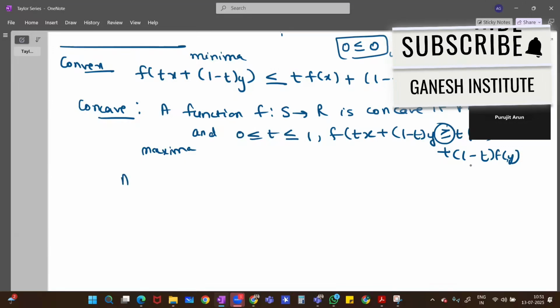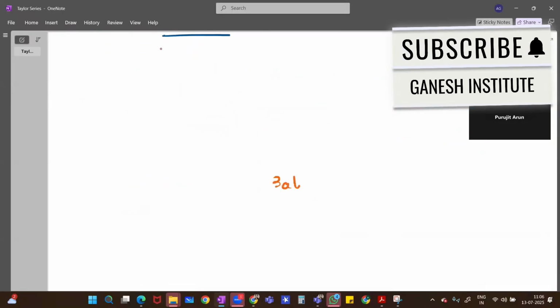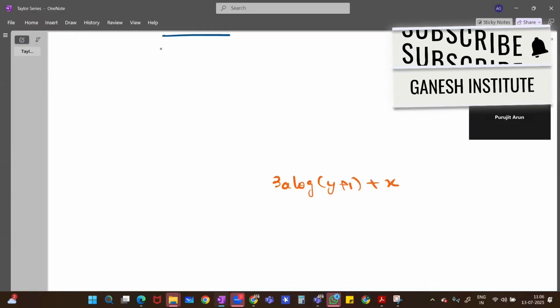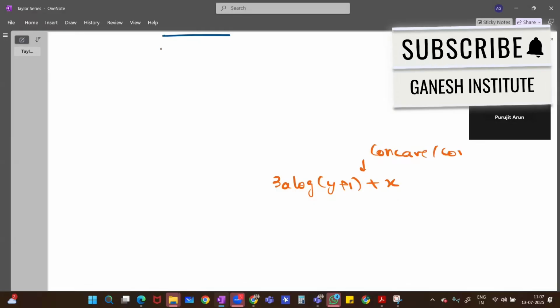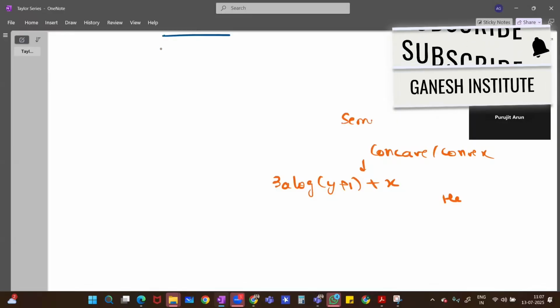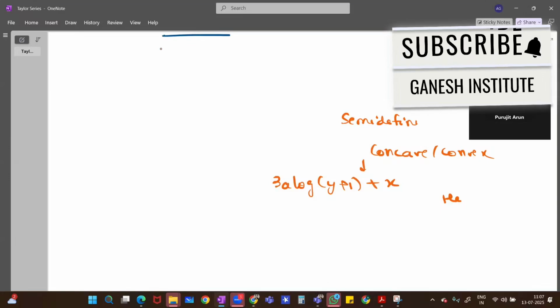What is an affine function? So I told you about constant function. I have 3a log y plus 1 plus x. Tell me, is this function concave or convex? Firstly tell me whether it is concave or convex. Tell me whether it is semi-definite, positive definite, negative definite, or indefinite using the Hessian matrix.